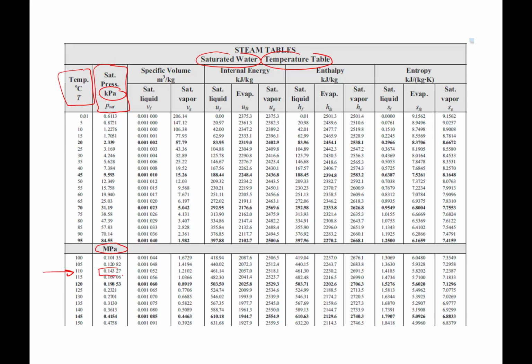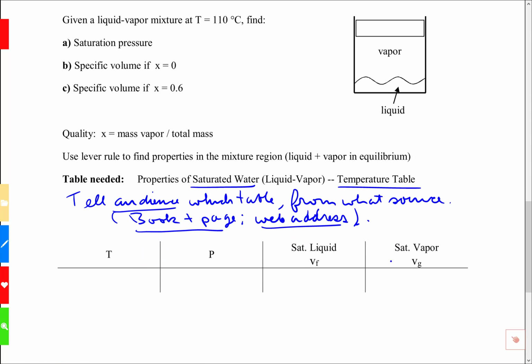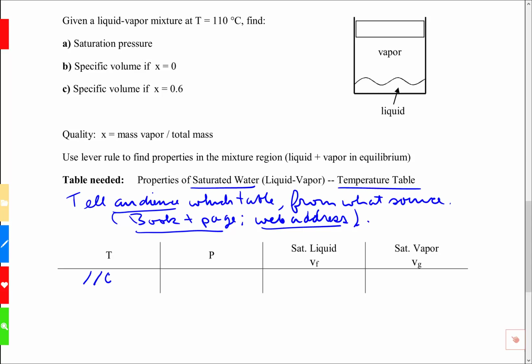So here's the value we want. We're going to pull that out and transfer that to the other table. So here's our condition. We're looking for the saturation pressure at 110 C, and the value we found on the table was 0.1433 megapascals. So in fact, that's our answer to part A, and we could write it this way: P saturation at 110 C is 0.1433 megapascals. All right, and the answer is not complete until you say what the source was.